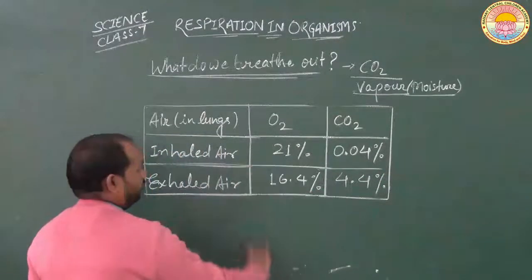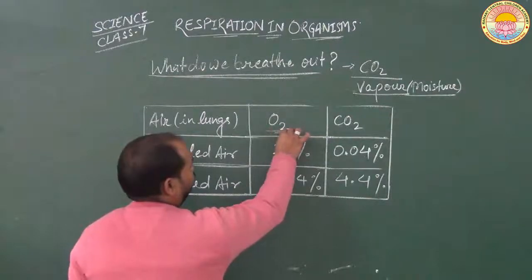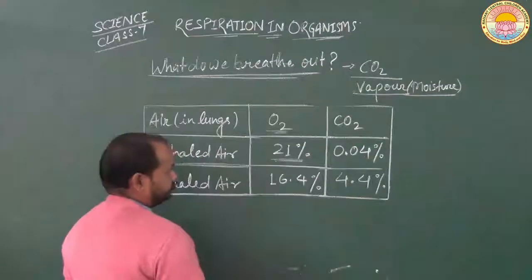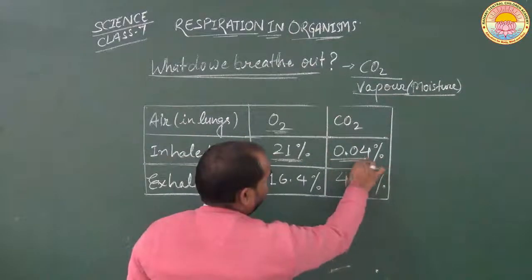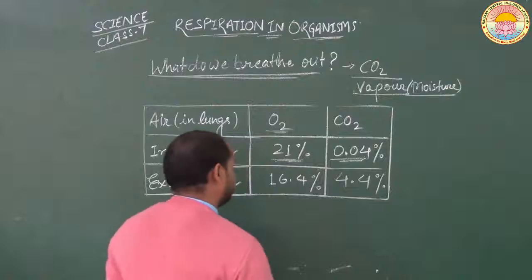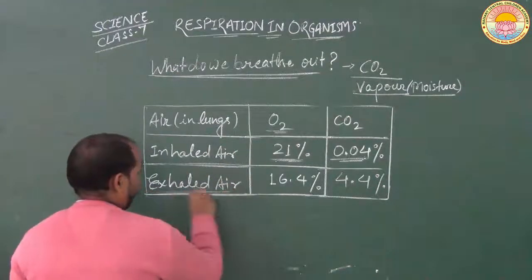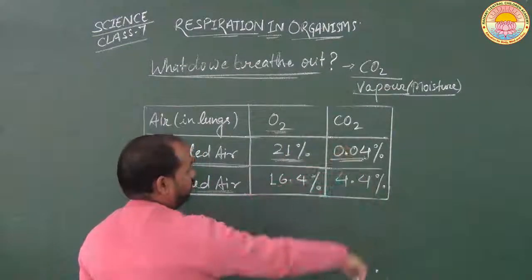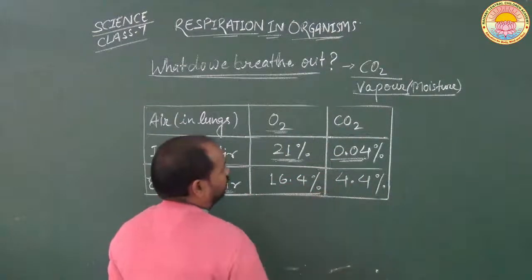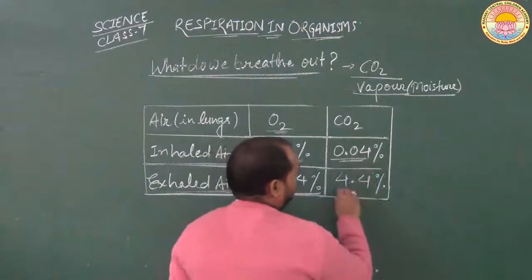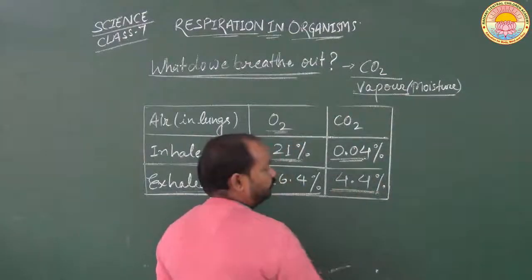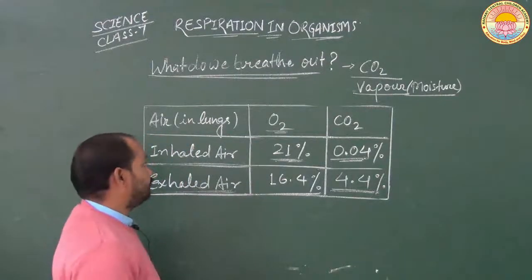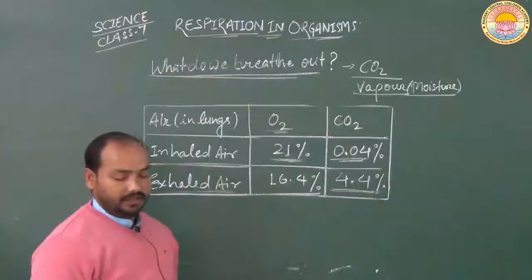When we inhale air, the amount of oxygen present in the inhaled air is 21%, and the amount of carbon dioxide in inhaled air is 0.04%. And when you breathe out air, the presence of oxygen is 16.4%, while the presence of carbon dioxide in exhaled air is 4.4%. So this is the amount of oxygen and carbon dioxide present in inhaled air and exhaled air.